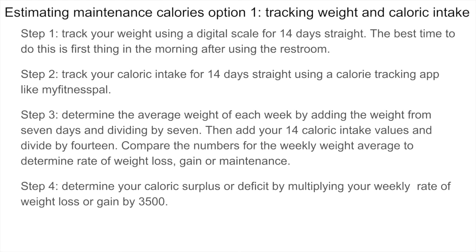You take those two numbers and compare the weekly weight average with the calories to determine your rate of weight loss, gain, or if they're staying steady, that would be weight maintenance. Step four, you're going to determine your caloric surplus or deficit by multiplying your weekly rate of weight loss or weight gain by 3,500, which we will go over shortly.